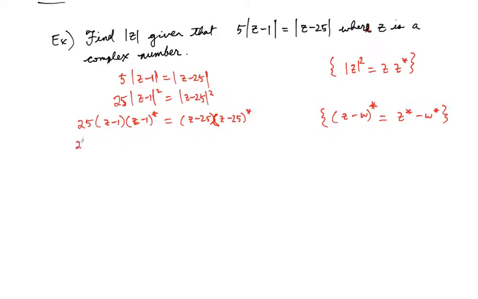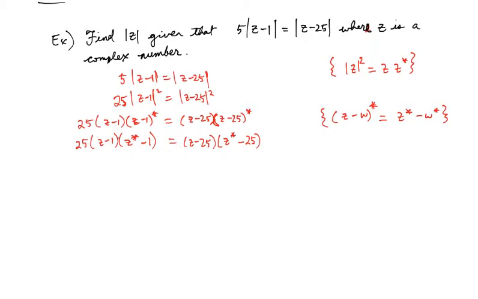So let's simplify. This becomes 25 times z minus 1. This is z minus 1 conjugated, so that becomes z star minus 1 star. But what's 1? 1 is just a real number. Is there a conjugate for a real number that has no imaginary part? No, it's the same number. So we just say minus 1. Same thing over here: z minus 25 stays the same, and the conjugate of z minus 25 becomes z star minus 25. Now we have something that we can work with.